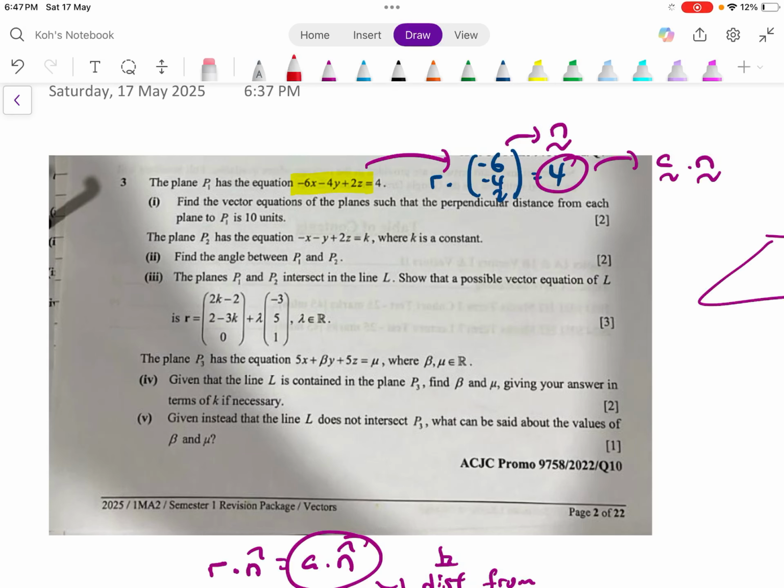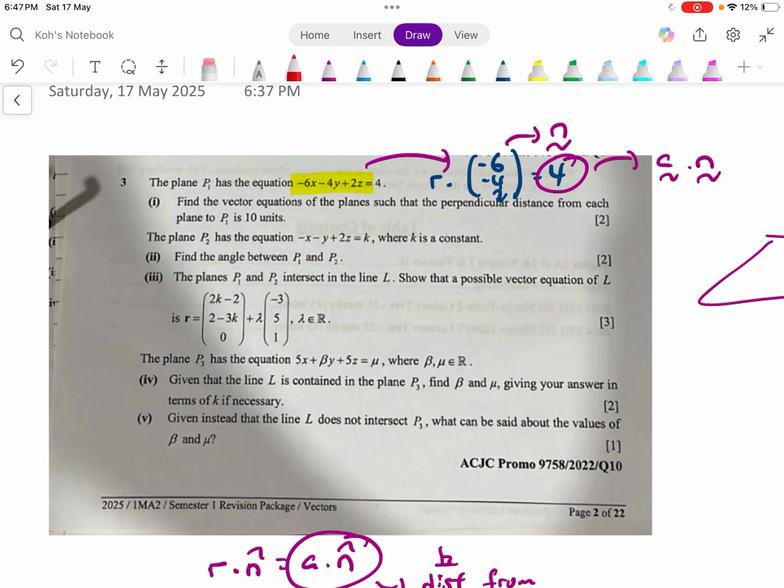Alright, so let's go through this ACJC promo question from 2022. Okay, so we have this plane P1 has the equation negative 6x, negative 4y plus 2z equal to 4. So this one is your Cartesian equation. So find a vector equation of the plane such that the perpendicular distance from each plane to P1 is 10 units. Okay, so first I must convert our Cartesian to your scalar product.